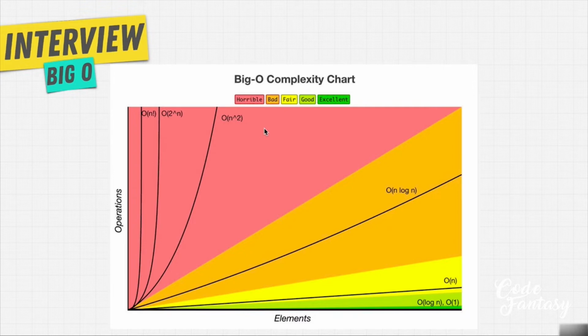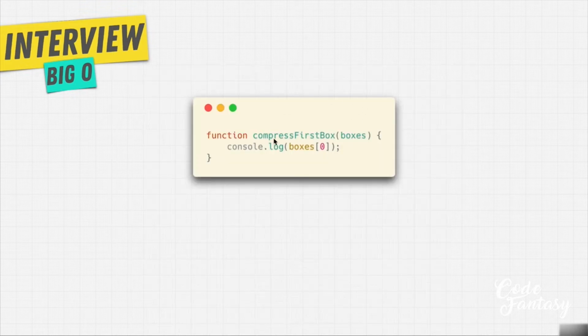What happens if we have a function like this? A function that says compress first box that receives an array of boxes. And this function simply has console.log boxes[0]. So it's logging out just the first item in the box. What would you say the big O of this function is? How many steps or operations does this function take if the boxes increase from 0 to maybe 10 to maybe 100 to 100,000? What would happen here?